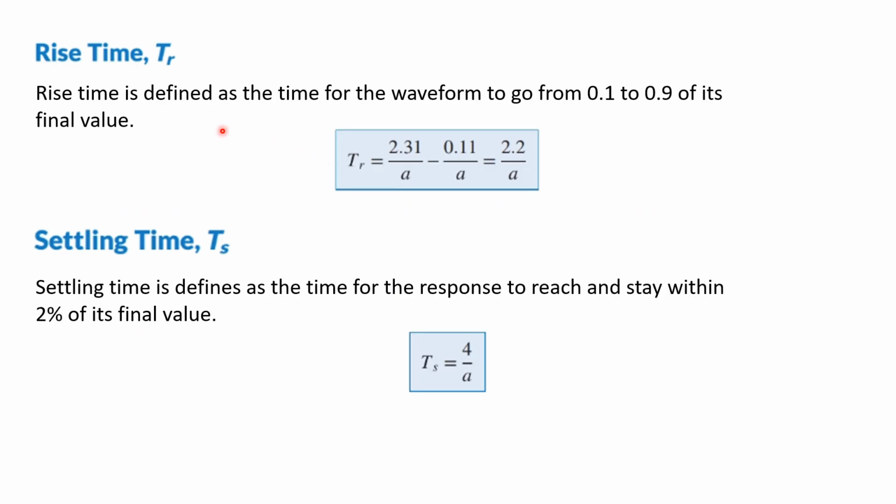So the rise time is another value that you can solve for and derive. It's the time for the waveform to go from 0.1 to 0.9 of its final value, and that's given by 2.2 over A. Our book has these equations as well. There's also a value known as the settling time. It's the time it takes for the response to reach and stay within 2% of its final value, and that's given by 4 over A.